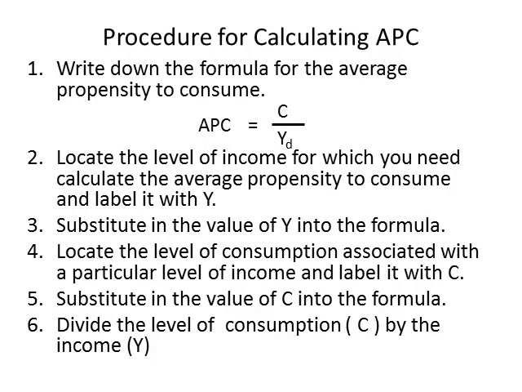The procedure for calculating the average propensity to consume, or APC, is the following. First, write down the formula for the average propensity to consume, which is APC is equal to C, consumption, divided by Y, income. Second, locate the level of income for which you need to calculate the average propensity to consume and label it with a Y. Third, substitute in the value of Y into the formula.